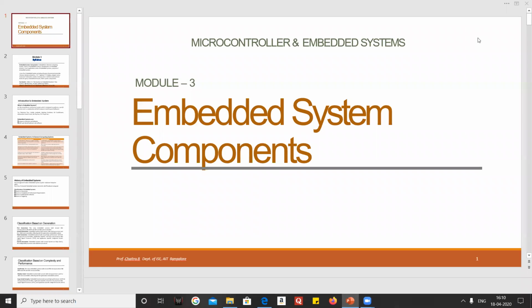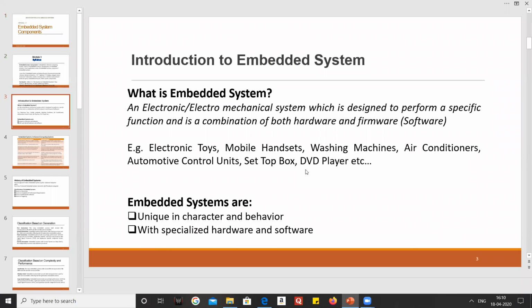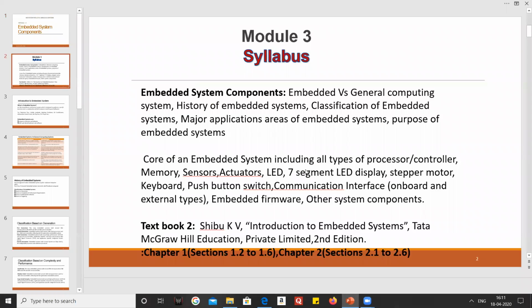Okay, today we will start Module 3, Embedded System Components. Let us go through the syllabus one. Module 3, 4 and 5 is taken from the textbook Shibu. Below you are seeing the author name Shibu KV, and the textbook name is Introduction to Embedded Systems. So Module 3, 4, 5, all the three modules are present in this particular textbook.